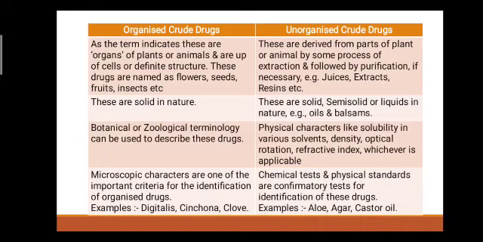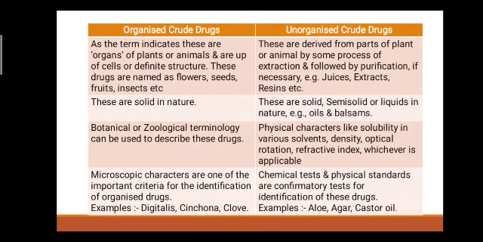Then the next point, difference between organized crude drugs and unorganized crude drugs. First point, organized crude drugs, as the term indicates, are organs of plants or animals and are made up of cells or definite structure. These drugs are named as flowers, seeds, fruits, insects, etc. And unorganized crude drugs are derived from parts of plants or animals by some process of extraction, followed by purification if necessary, for example juice, extract, resin, etc. Second, organized crude drugs are solid in nature, and unorganized crude drugs are solid, semi-solid or liquid in nature, for example oils and balsams.